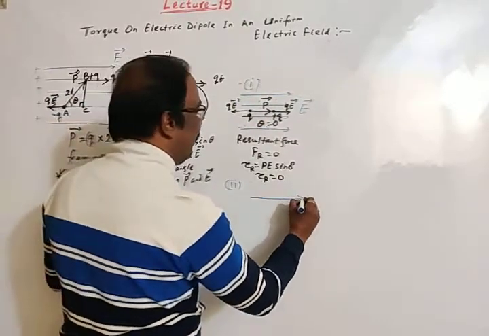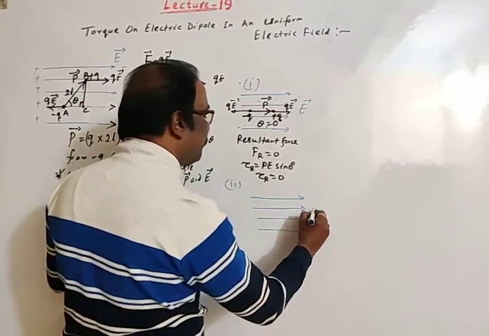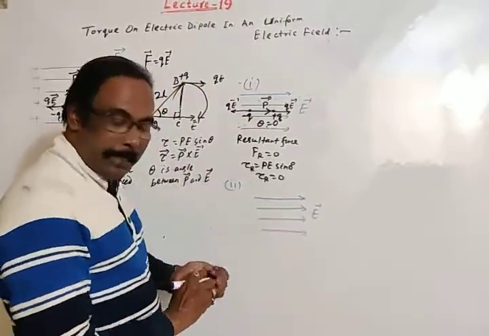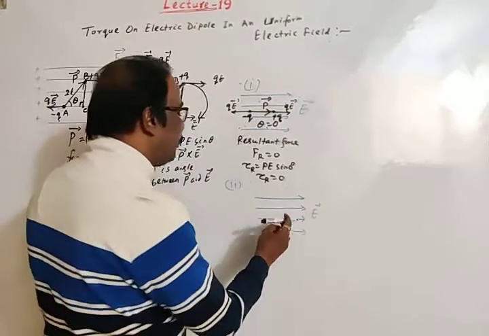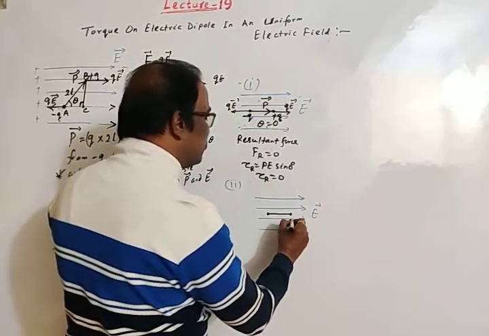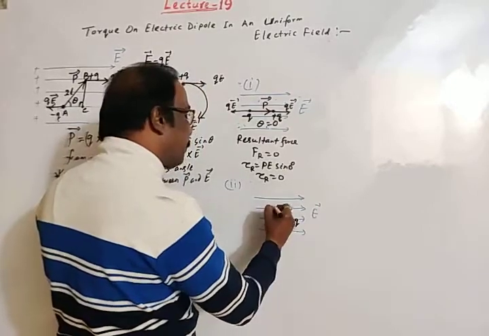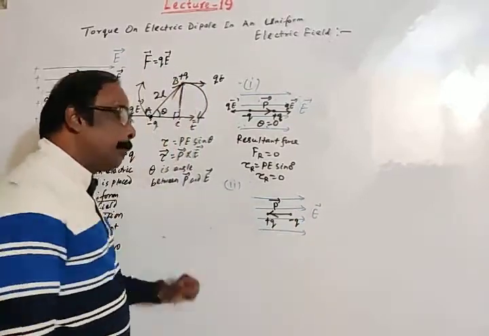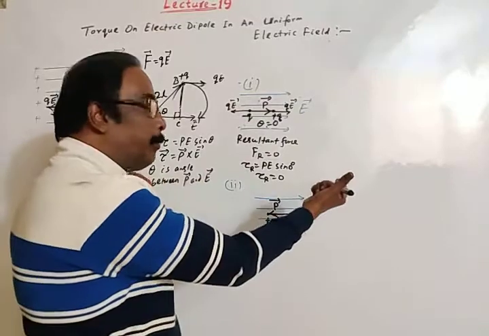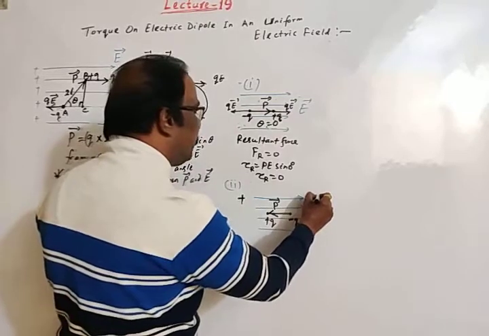Again, let's represent a uniform electric field. Electric field lines are parallel and equidistant. Now let's place an electric dipole in the uniform electric field. This is the dipole, this is minus Q and this is plus Q. The direction of the dipole moment is from minus Q to plus Q. This is the dipole moment P. In this case the dipole moment and the electric field vector are in opposite directions. The electric field is from positive to negative.